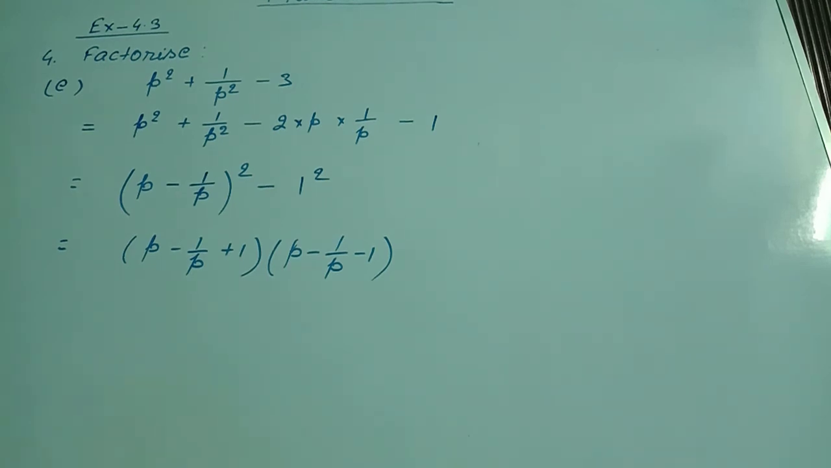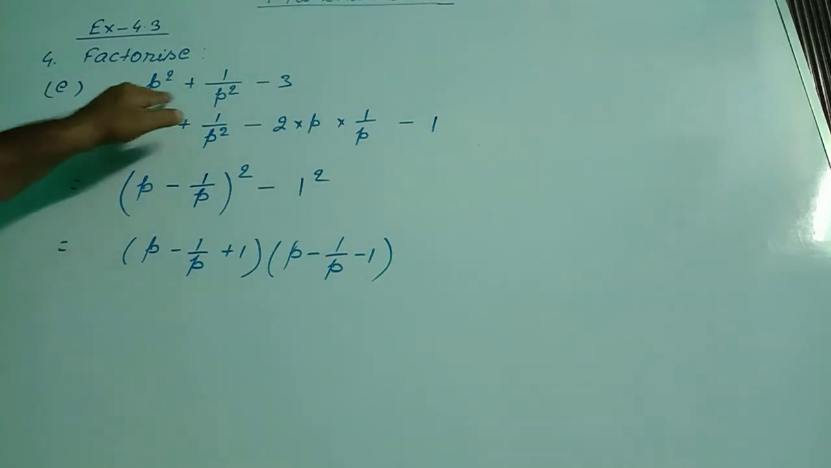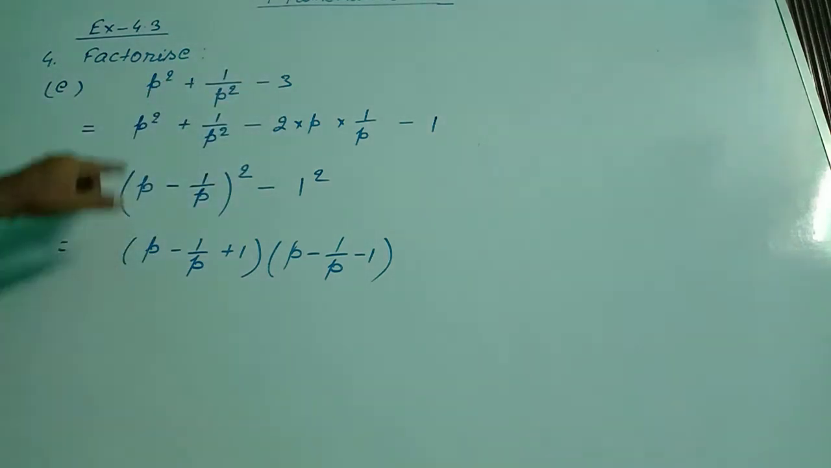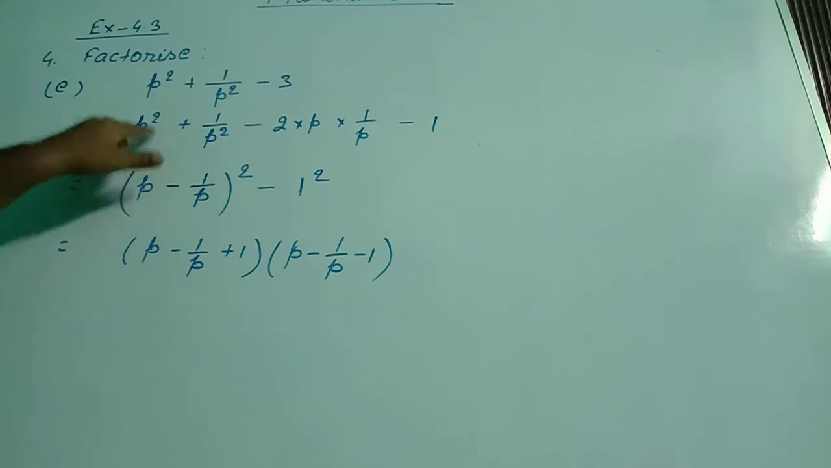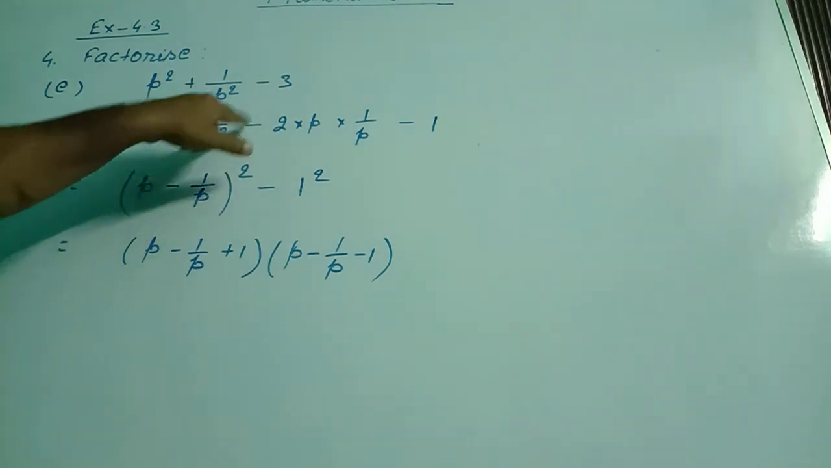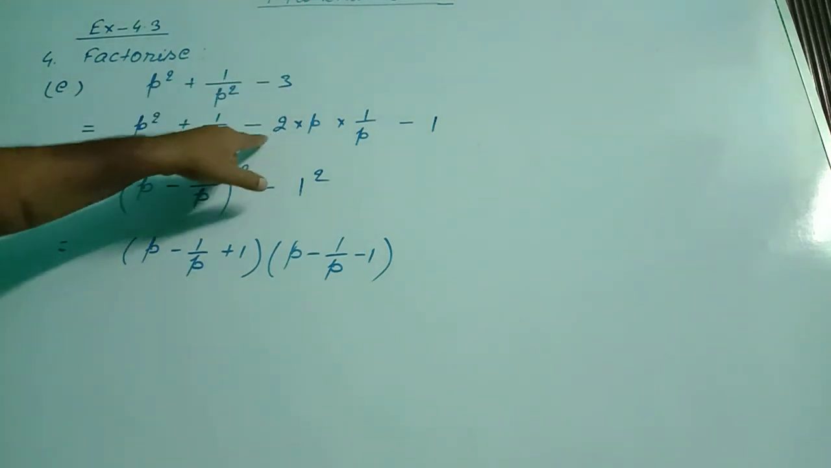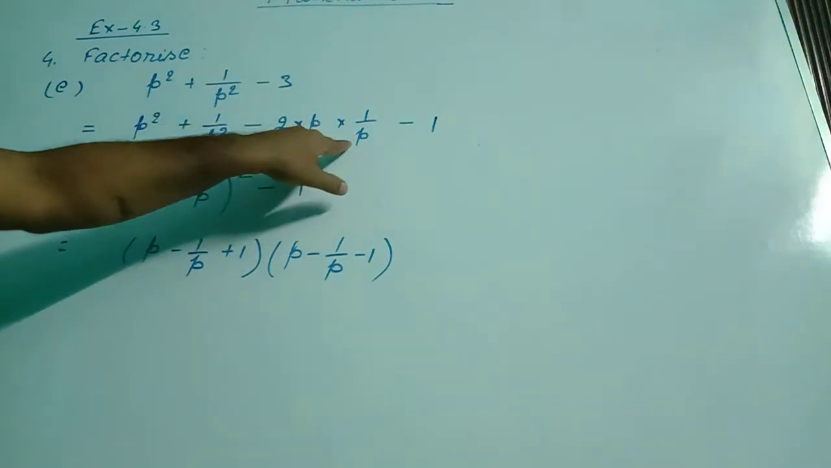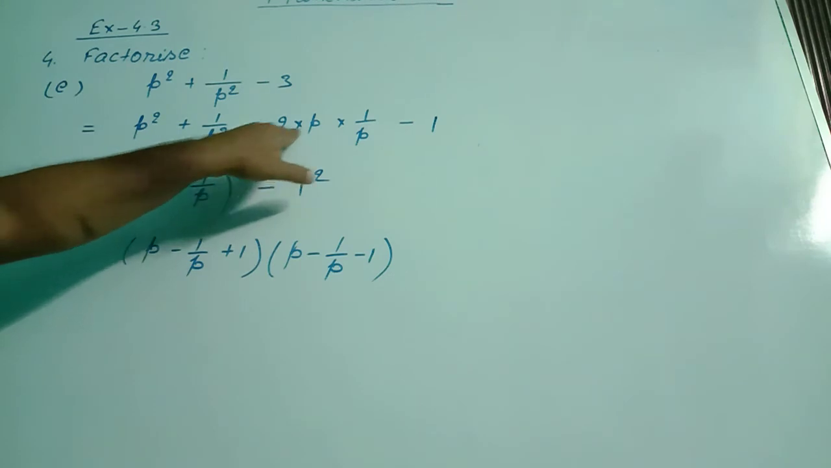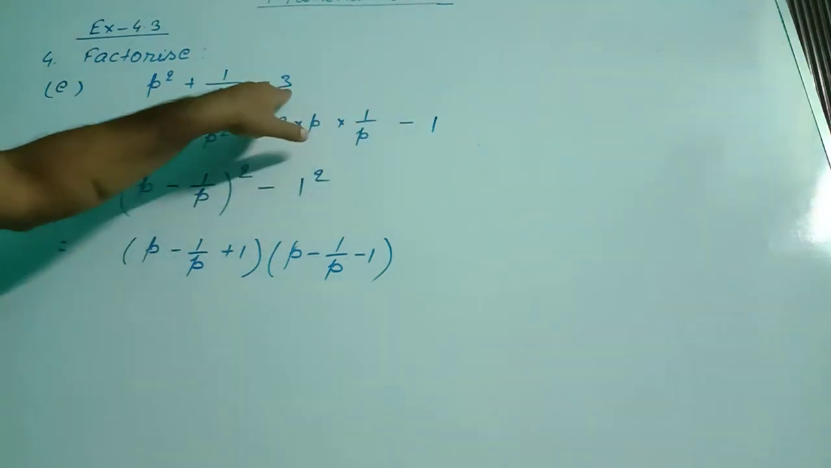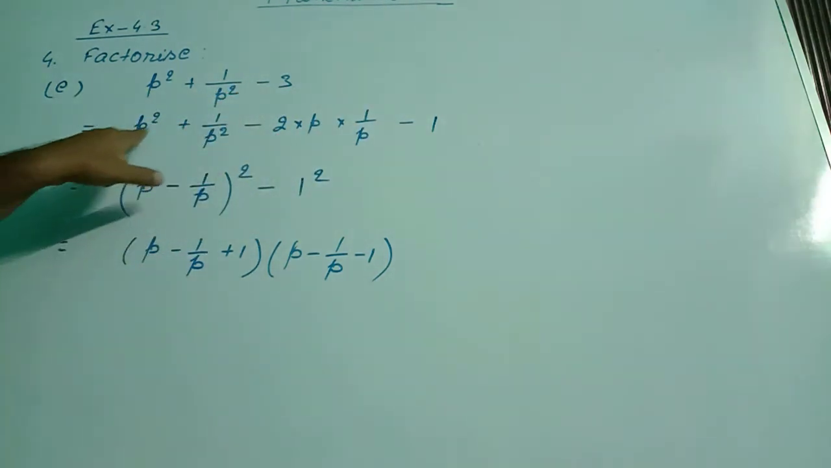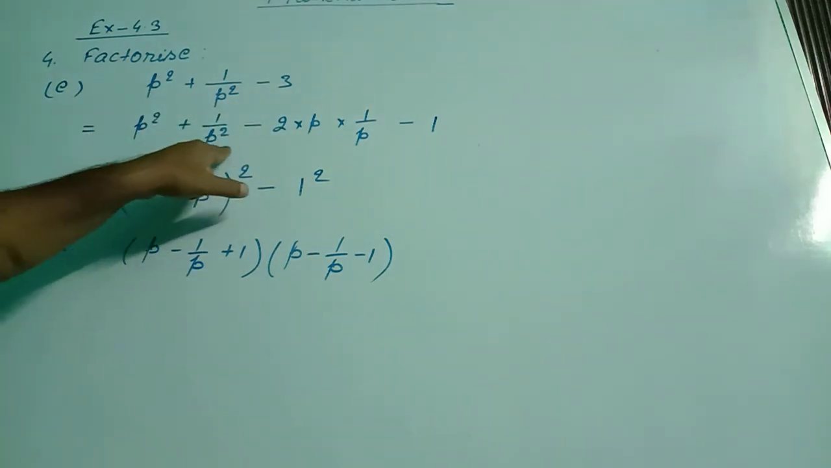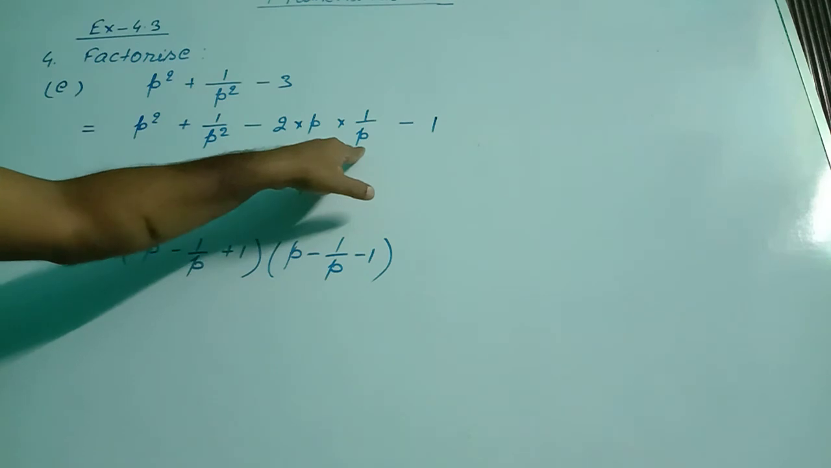Question number 4e, we are asked to factorize this given expression, p square plus 1 by p square minus 3. For that, in the first step I have written p square plus 1 by p square, and this minus 3 is written as minus 2p into 1 by p minus 1. If you simplify this, from here you are getting minus 2, this minus 2 and minus 1 equals minus 3. I have done this to give the format of a square plus b square minus 2ab.